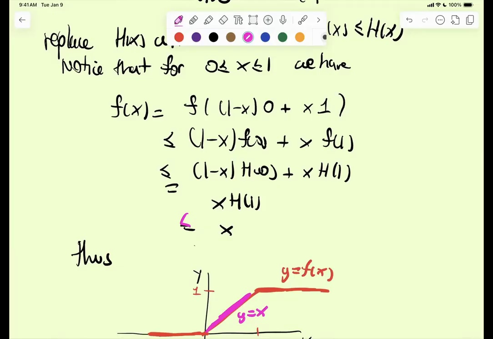to the Heaviside function, because that's the max. You're saying that any convex function on 0, 1 has to be always less or equal to x. So the one that would be closest to the graph of the Heaviside one would be the identity.